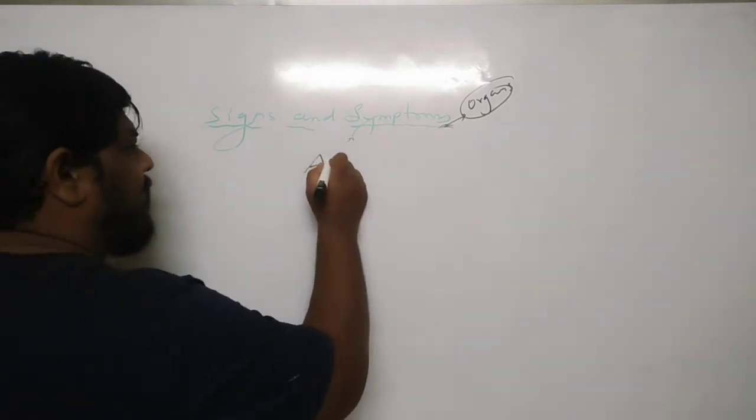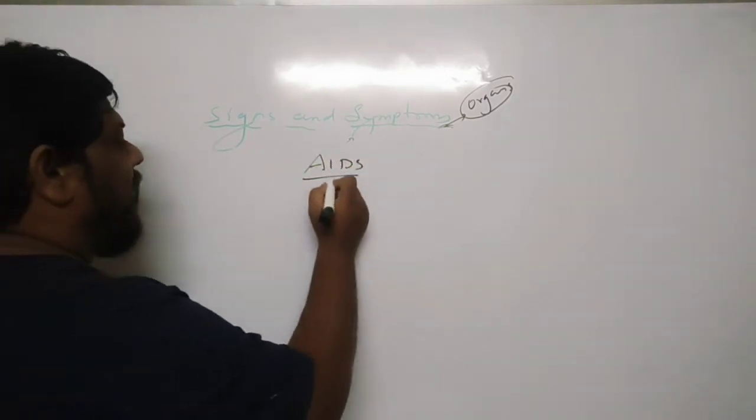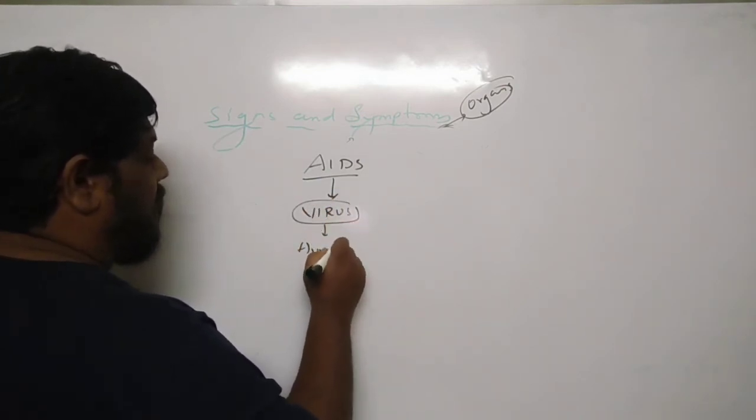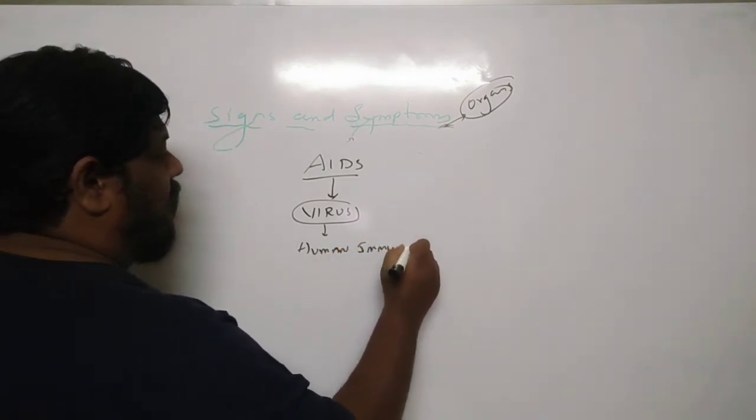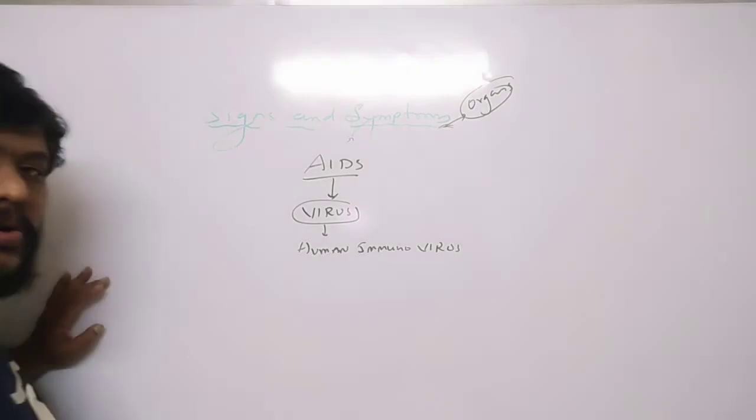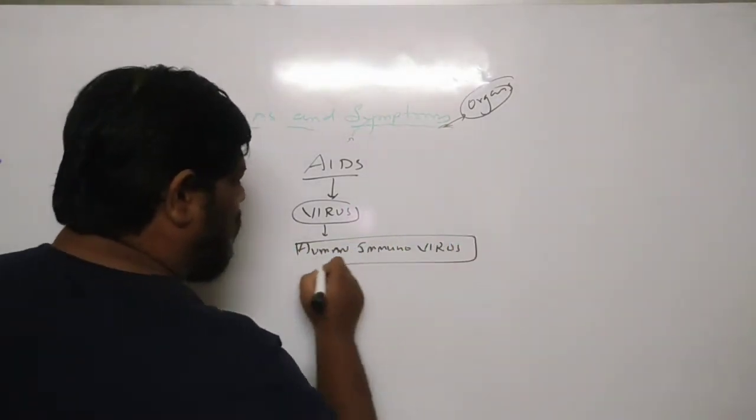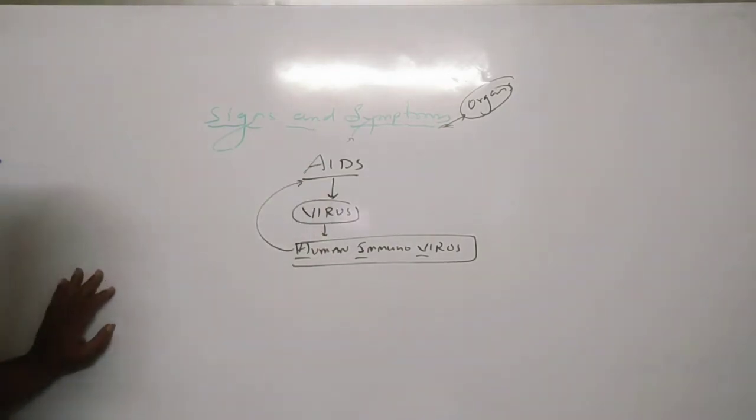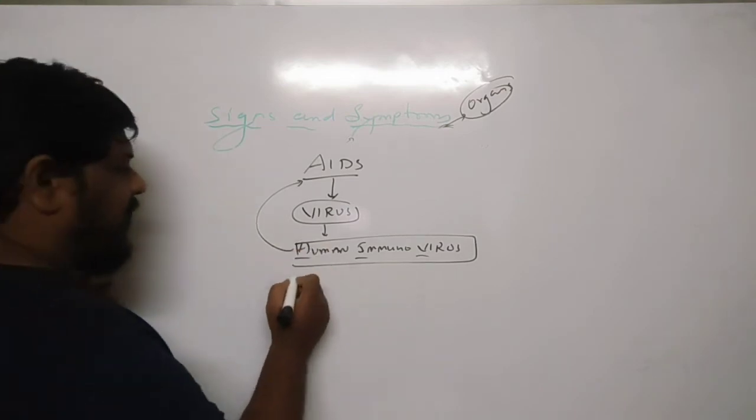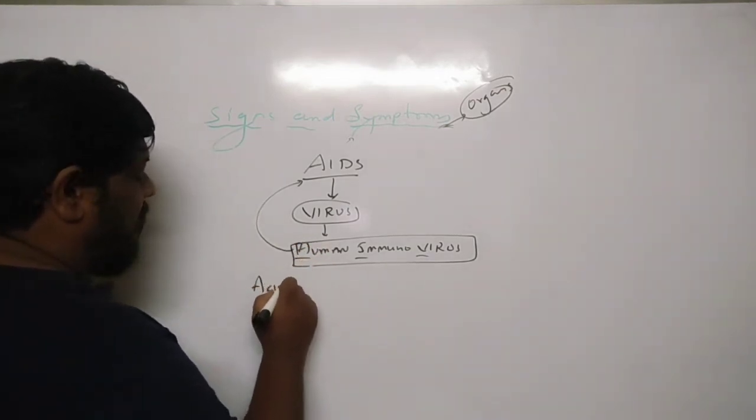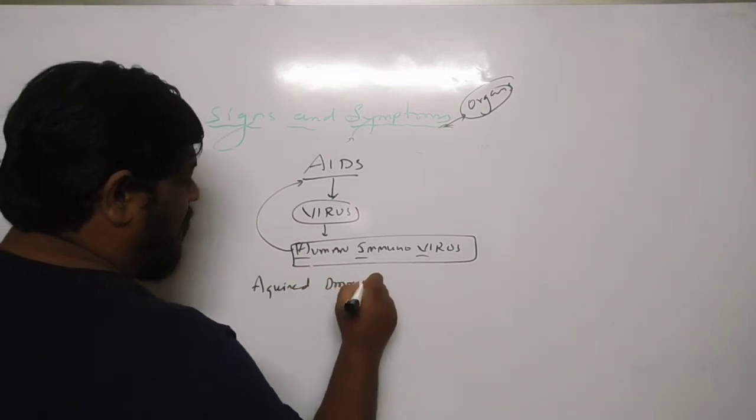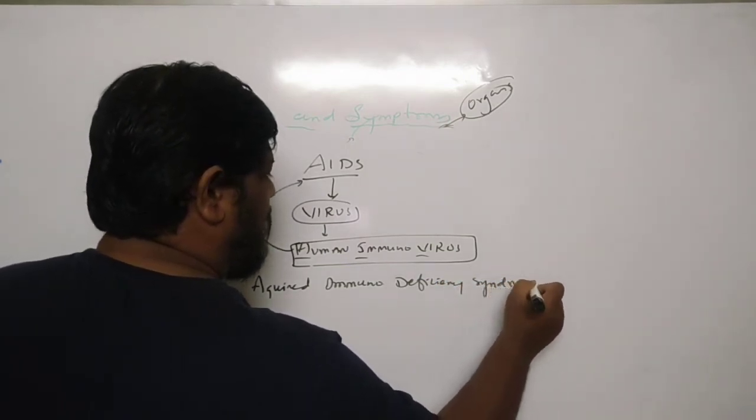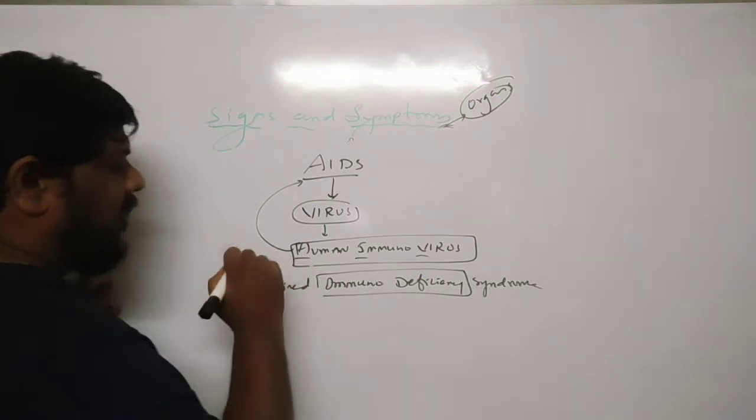So children, if a person is infected with AIDS, that means he is infected by a virus, that is human immunovirus, HIV. This virus will cause the condition which is called AIDS. Here AIDS stands for acquired immunodeficiency syndrome. So here you can see the word immunodeficiency.